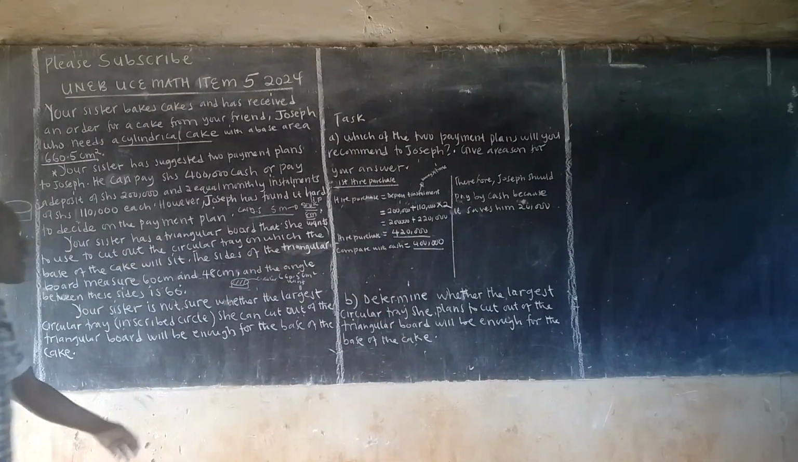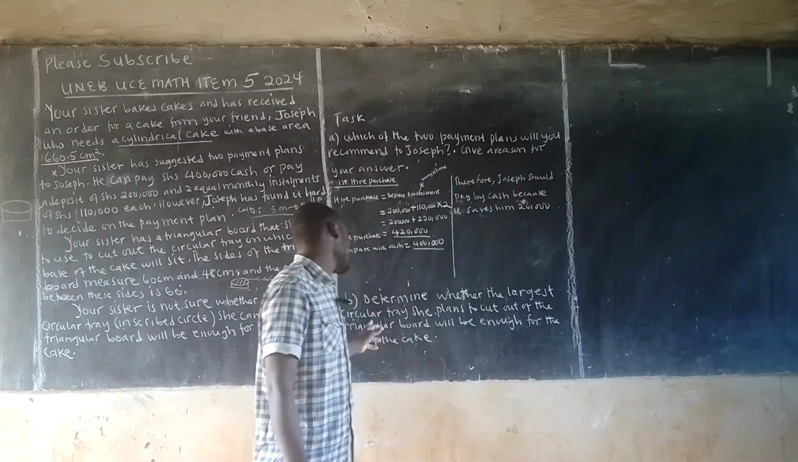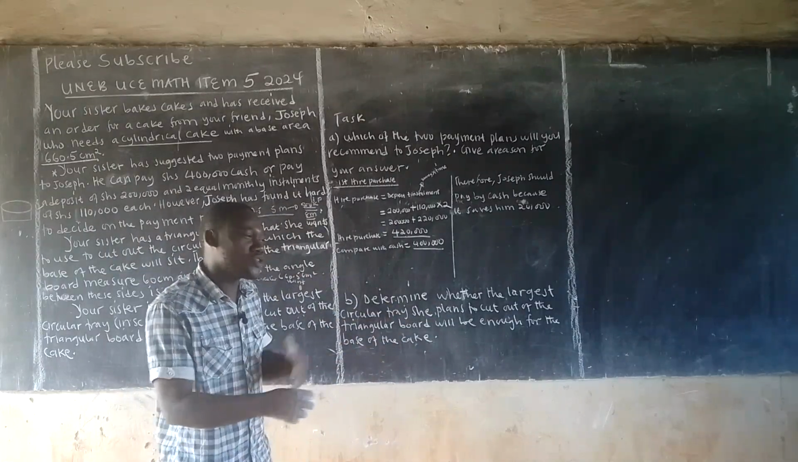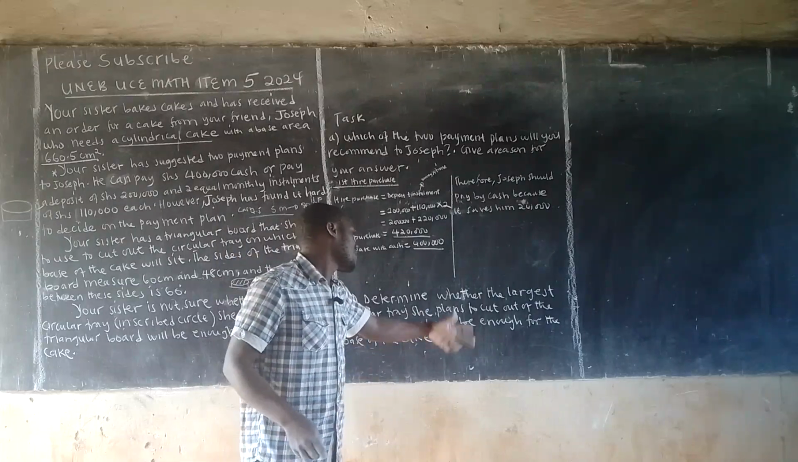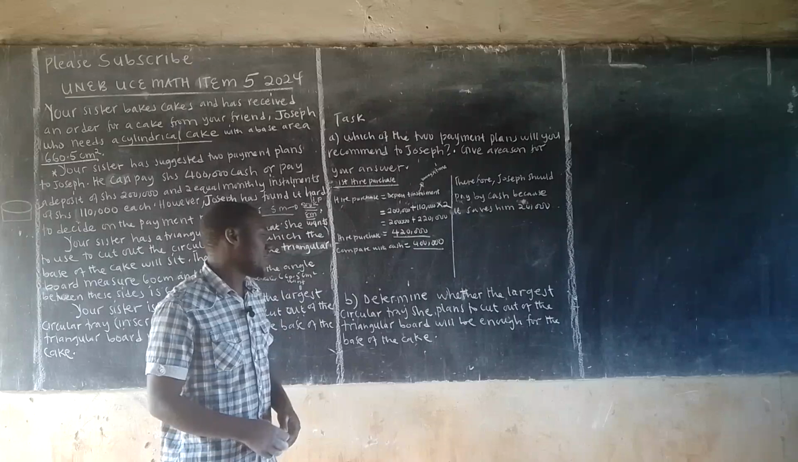All right, let's now go to part B. Part B, the same. Determine whether the largest circular tray she plans to cut out of the triangular board will be enough for the base of the cake.